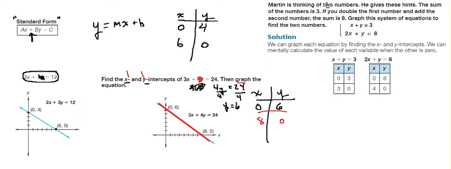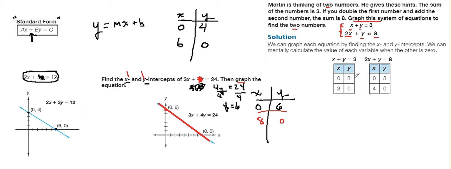Martin's thinking of two numbers. He gives these hints. The sum of the numbers is 3, so x + y = 3. And if you double the first number, 2x, and add the second number to that, the sum is 8. Okay, this is what we call a system of equations because they are linked together. x and y can be the same thing. We show that with this brace. It says graph the system to find the two numbers that work for x and y.